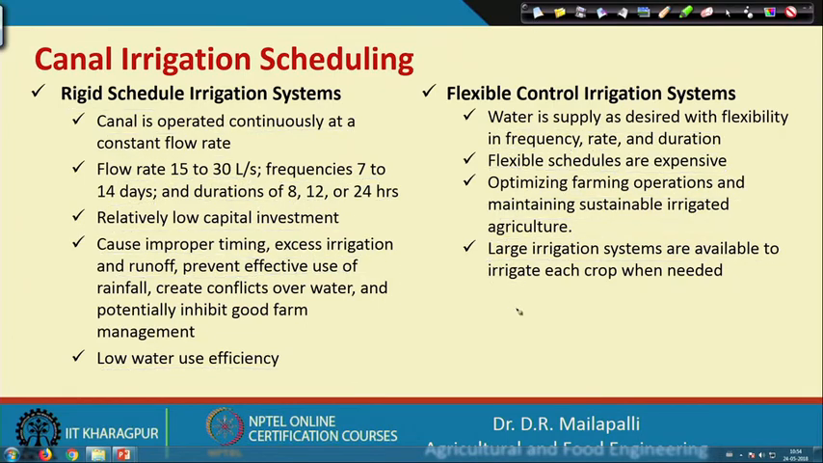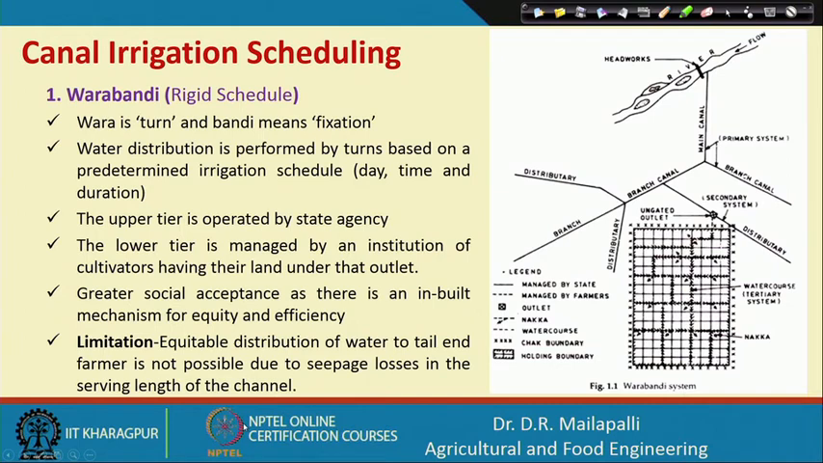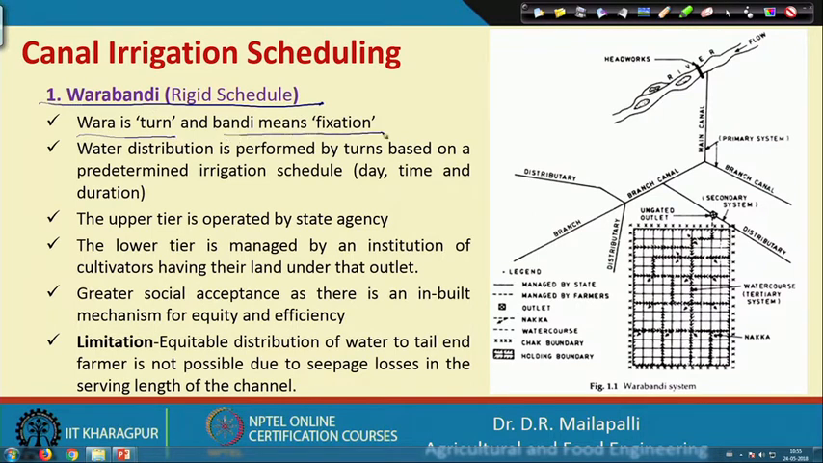The next is, there are several canal irrigation schedulings available in India, already in practice. The first one is Varabandi. Vara means turn, Bandi means fixation. So the turns are fixed. Water distribution is performed by turns based on a predefined irrigation schedule. That is why this is a rigid scheduling model, Varabandi.